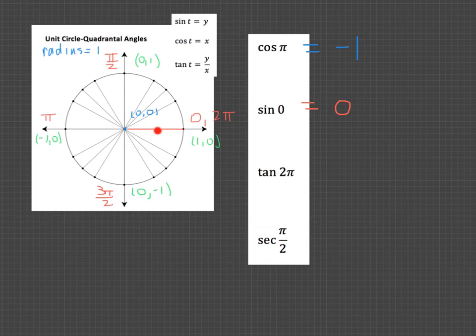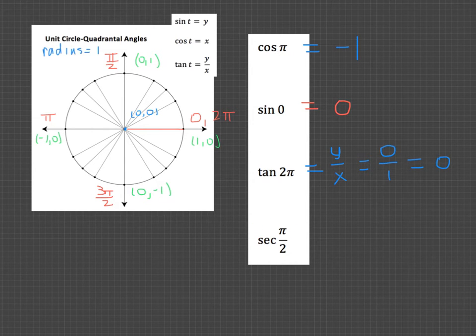So 2 pi, terminal side is here. All right, we're going to reference this corresponding angle. So tangent is equal to y over x. The y-coordinate is 0, x-coordinate is 1, so we get 0 over 1 or 0. Secant of pi over 2.